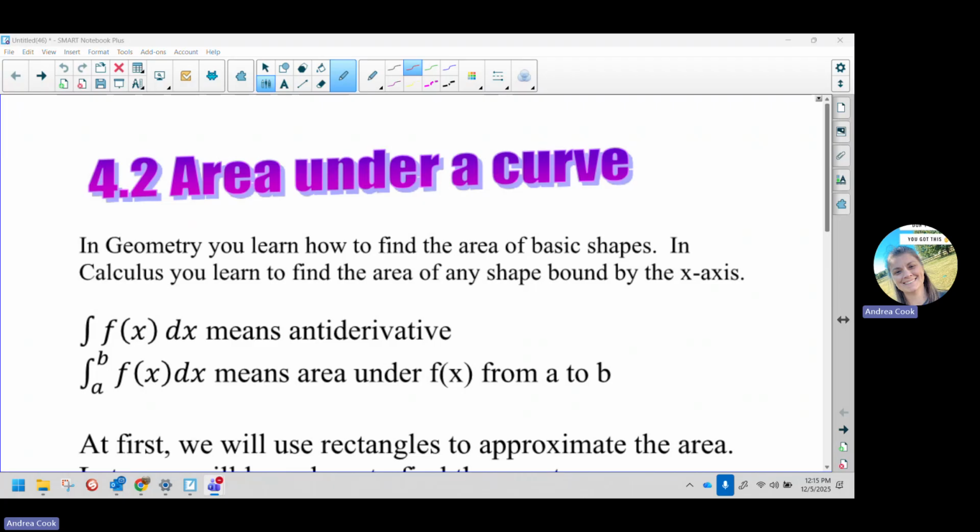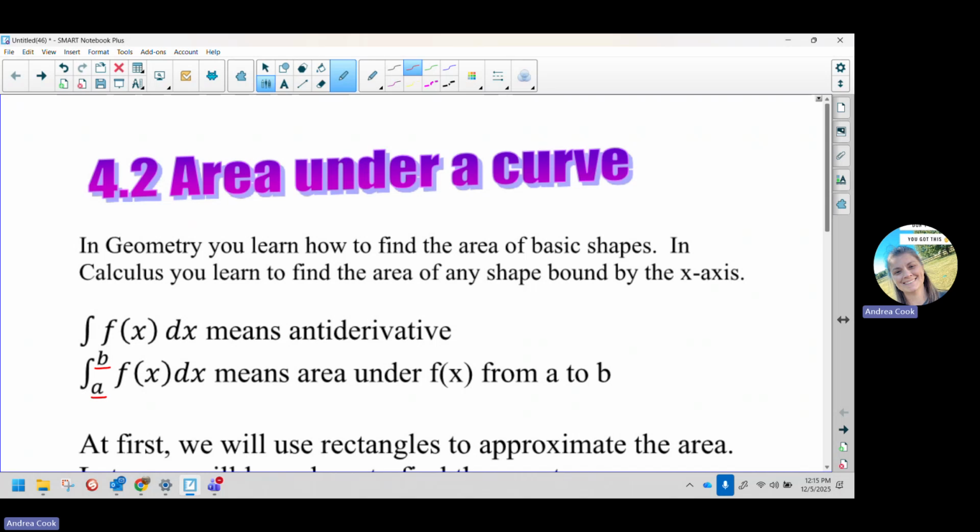Well, today we're going to learn that if I take the antiderivative of f of x dx, the integral of f of x dx, that means antiderivative. But if I add boundaries, if I put numbers on that integral sign, that is going to mean that you are finding the area under a curve from A to B. So you're going to be able to find areas under a curve, which means curved area, like it doesn't have to be a straight shape that you already know how to find the area of.